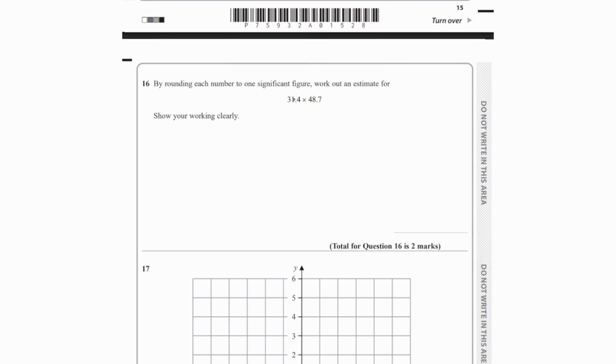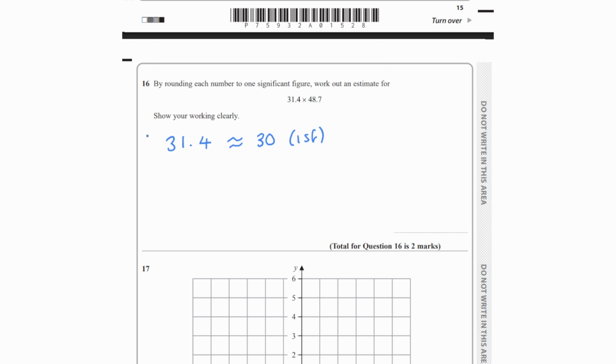Question 16. By rounding each number to one significant figure, work out an estimate for 31.4 multiplied by 48.7. Show your working clearly. Let's start by rounding each of these numbers to one significant figure. So this is approximately 30 to one significant figure.